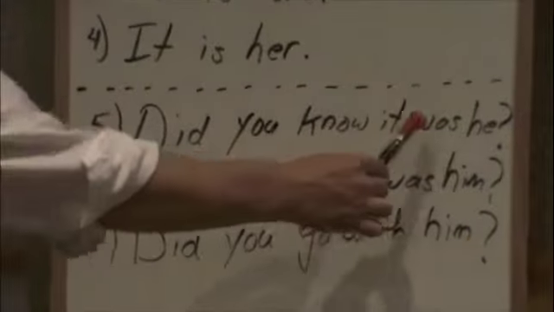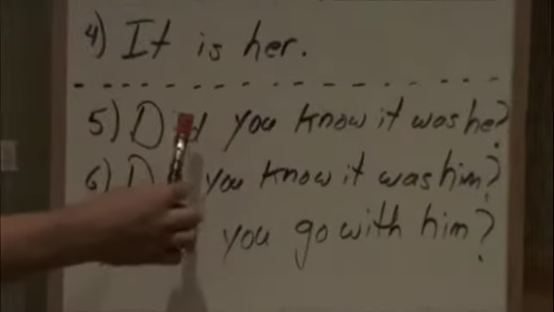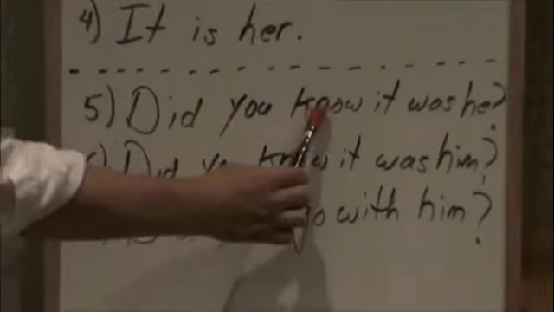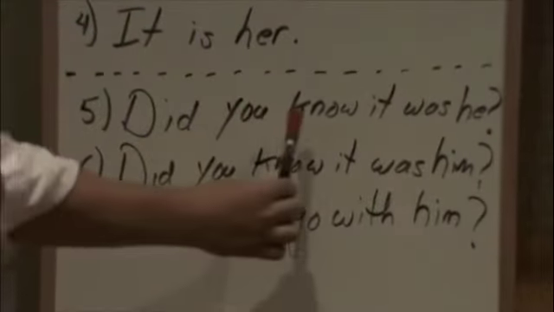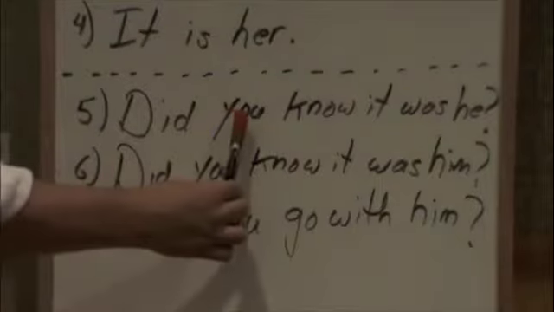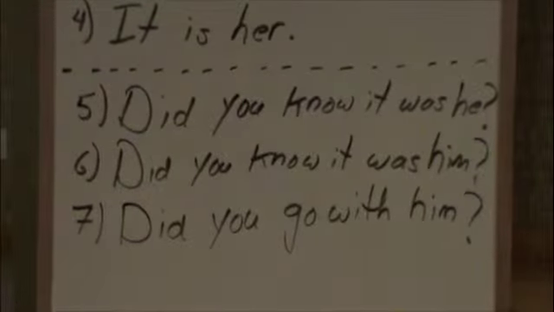Our bottom choice here, numbers 5, 6, and 7. Did you know it was he? You is our subjective pronoun, and it goes with the verb know. In fact, the verb did know is our complete predicate, but you is acting on the predicate. So you must be the subjective form.